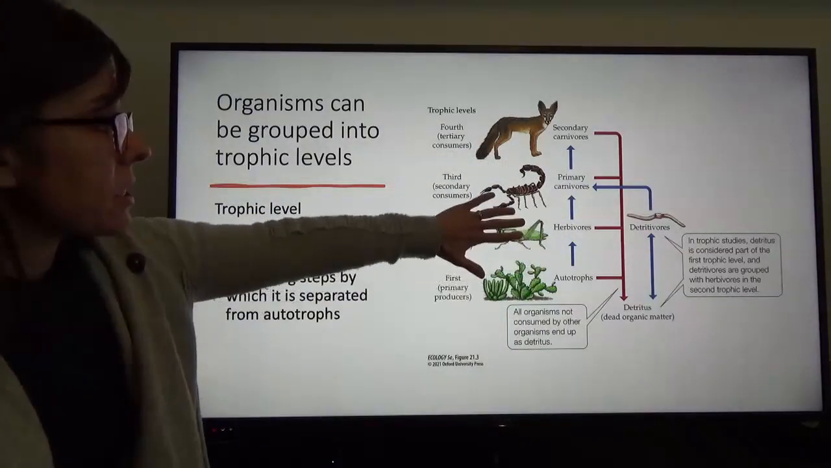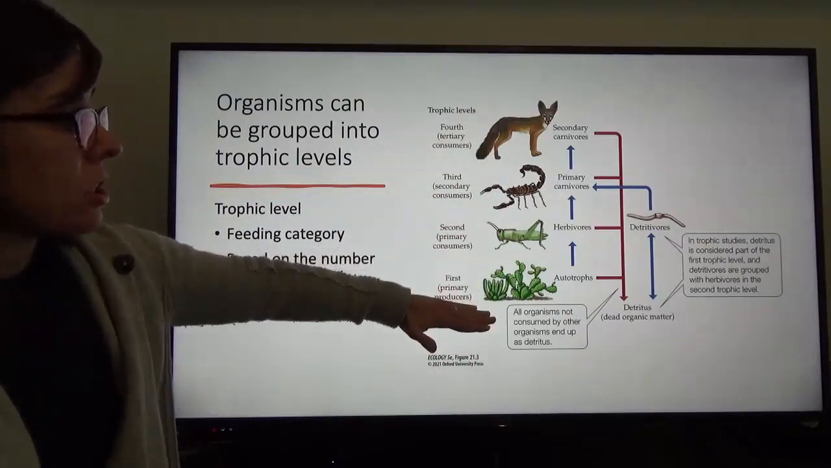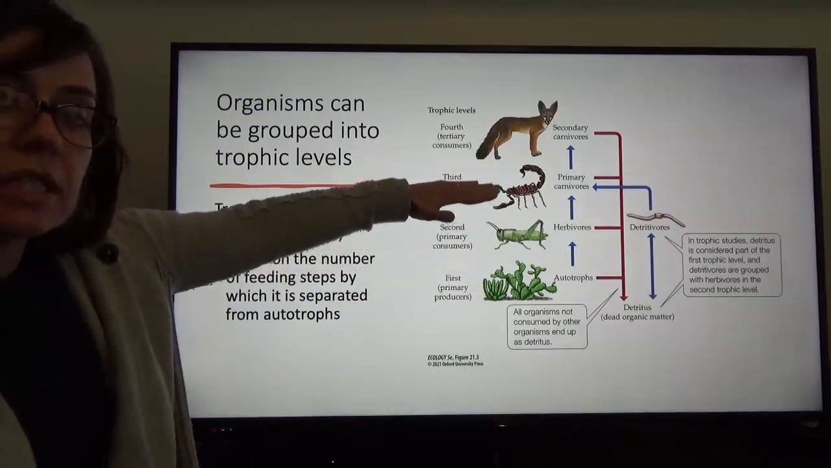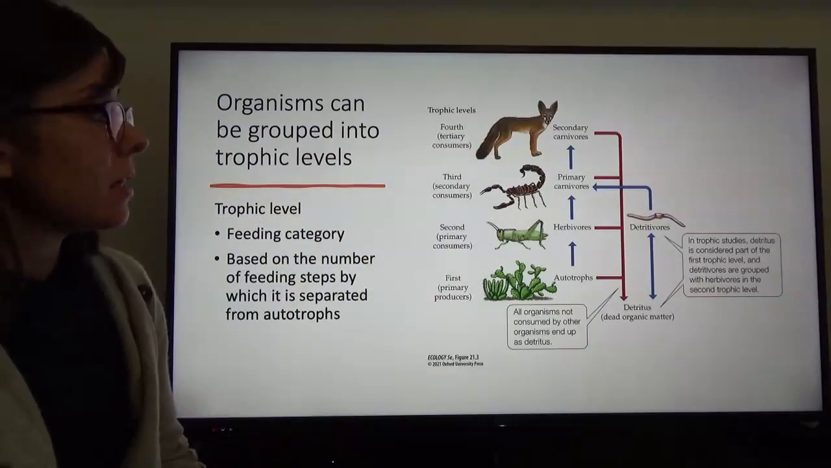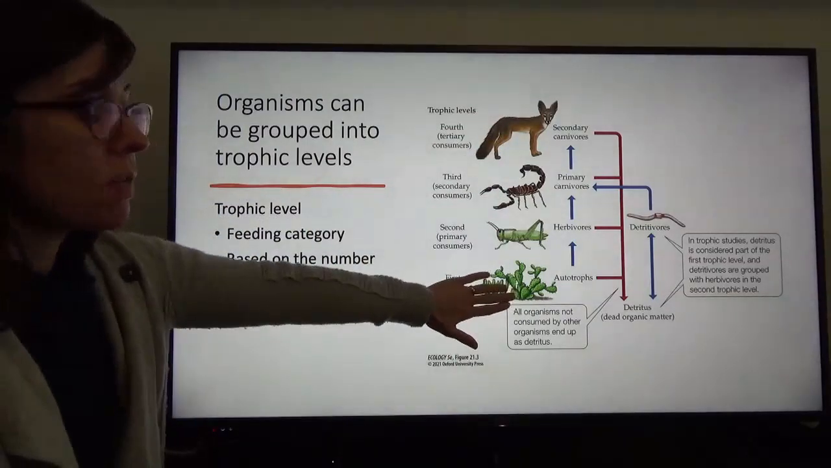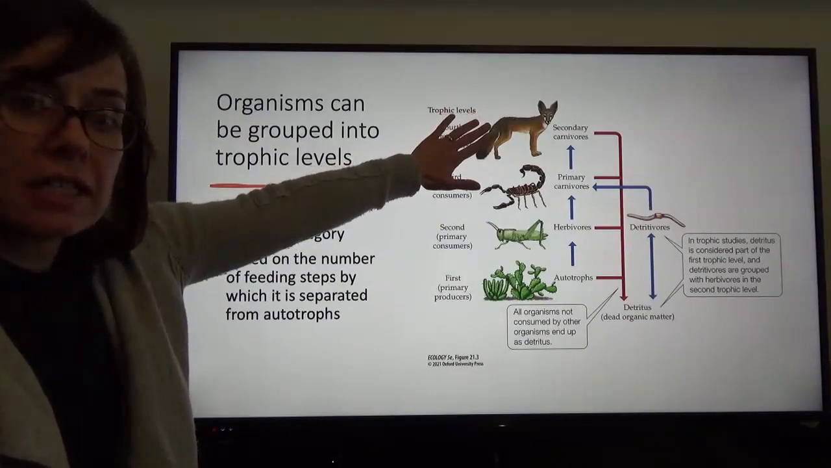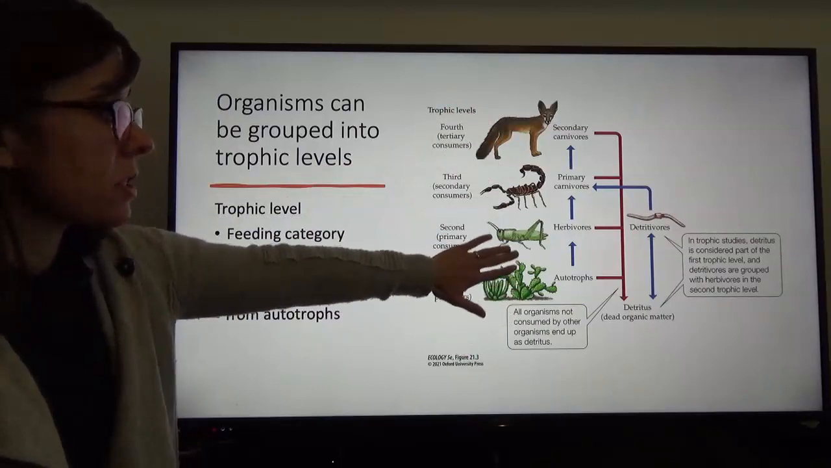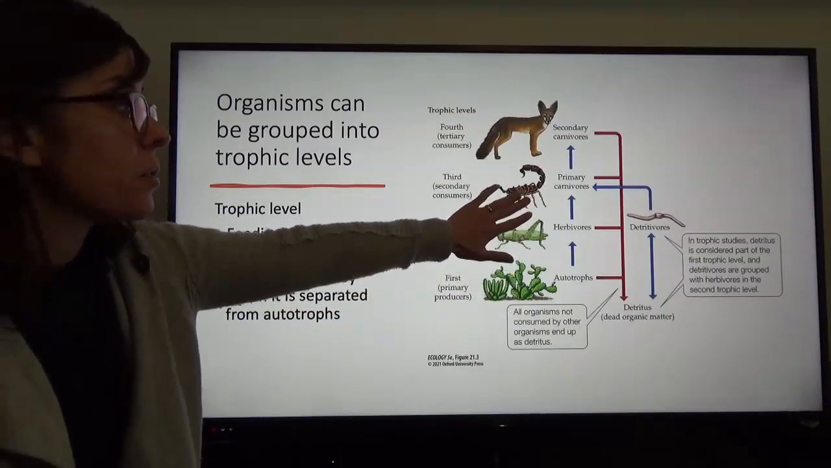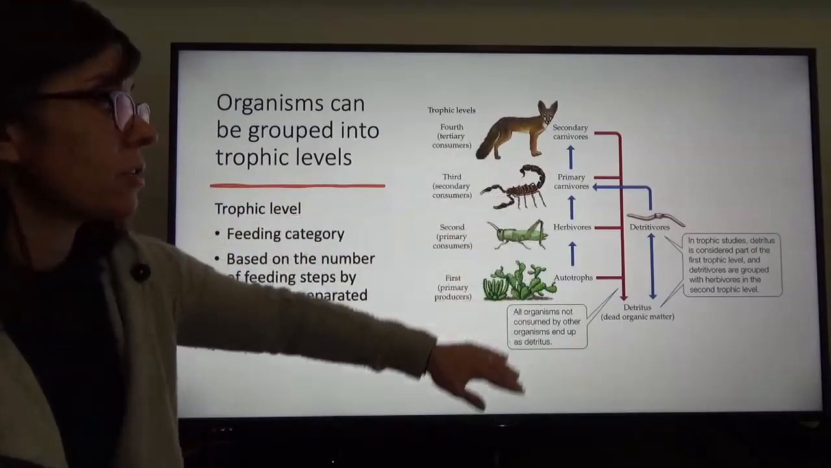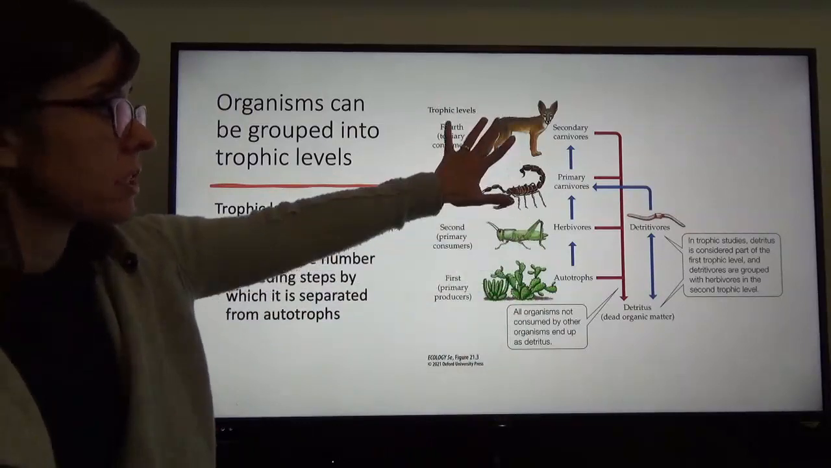So we have these different feeding levels that represent different trophic positions in an ecosystem, in a food web, and energy moves from this lowest level up to the highest level. So herbivores consume autotrophs. Those herbivores are consumed by primary carnivores. Those primary carnivores are consumed by secondary carnivores. And we're going to be talking about those energy flows through this system.